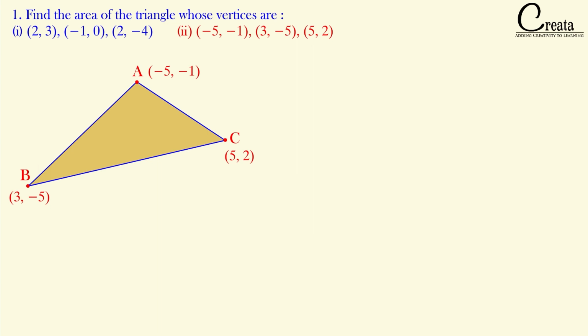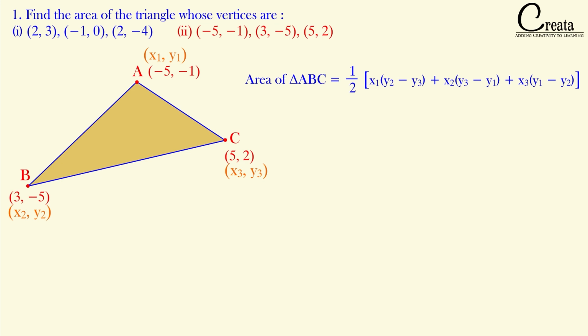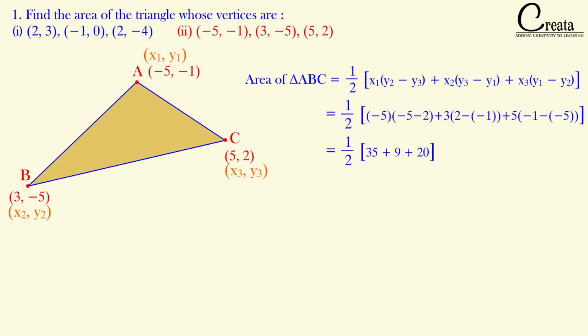Here, let's assume the point A as x1, y1, point B as x2, y2 and point C as x3, y3. Again, we have to find the area of the triangle, so we will use the same formula. We know all the inputs x1, y1, x2, y2 and x3, y3. Let's put it in the formula. On solving, we got the answer as 32 square units. That is the answer of this question. Both the parts are very simple. Just we have to put the formula and we got our answers.